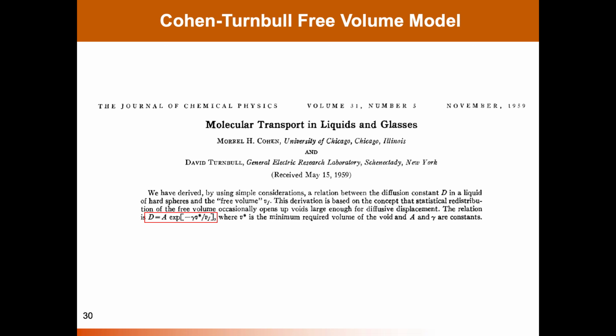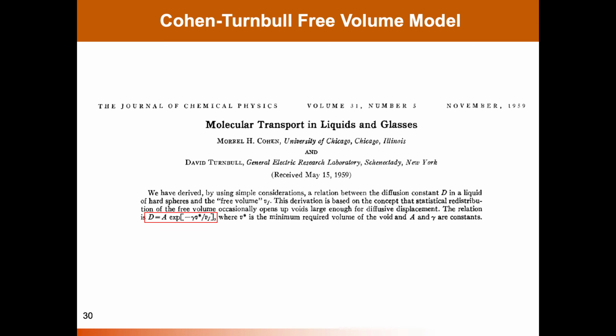A key paper in this area that outlines the underpinnings but also discusses the extraordinarily simple basis of this concept of free volume and what it does for diffusion is this paper by Cohen and Turnbull. And this is often referred to as the Cohen-Turnbull model of free volume. And what they were calculating, based on statistical mechanics models, was a relationship between a diffusion coefficient in a liquid of hard spheres and what they defined as the free volume.